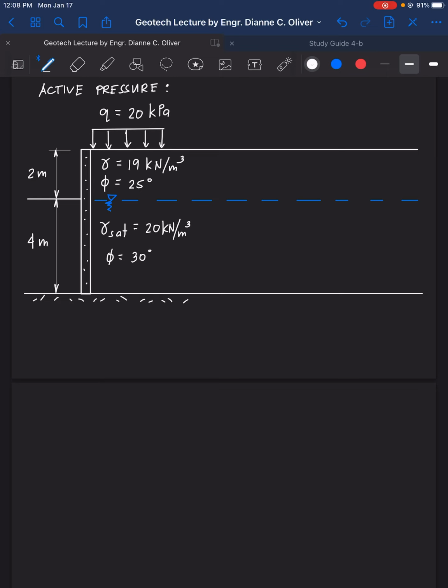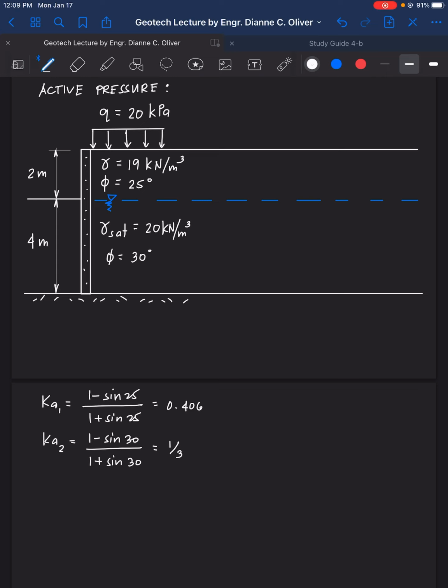Before we proceed, let's have the active pressure coefficient, K sub A1. That is 1 minus sine of 25 all over 1 plus sine 25, that is equal to 0.406. And then we have K active 2, 1 minus sine of 30 all over 1 plus sine of 30, that is equal to 1/3.